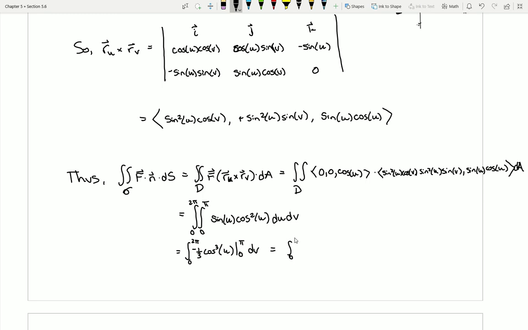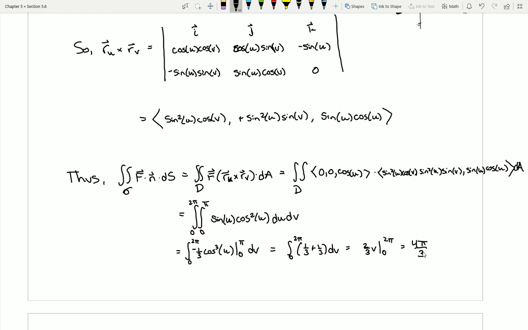So let's see. If I plug in pi, cosine of pi is -1. -1 to the third power is -1. So this is going to get me 1/3. If I plug in 0, I'm going to get 1, and I'm going to get -1/3. So minus -1/3 there is going to get me this, dv. And so I'm going to end up with 2/3 v evaluated from 0 to 2 pi, and so I end up with a total value of 4 pi over 3.